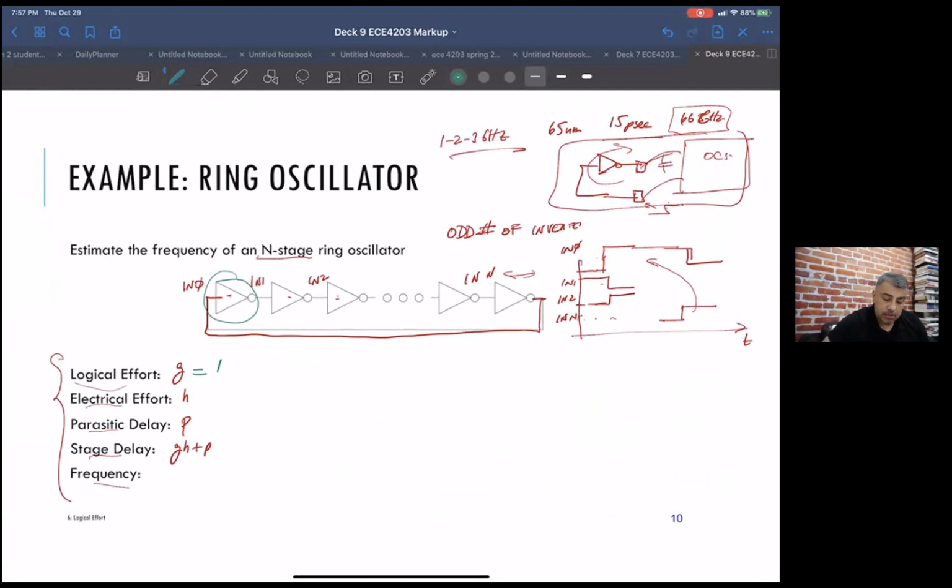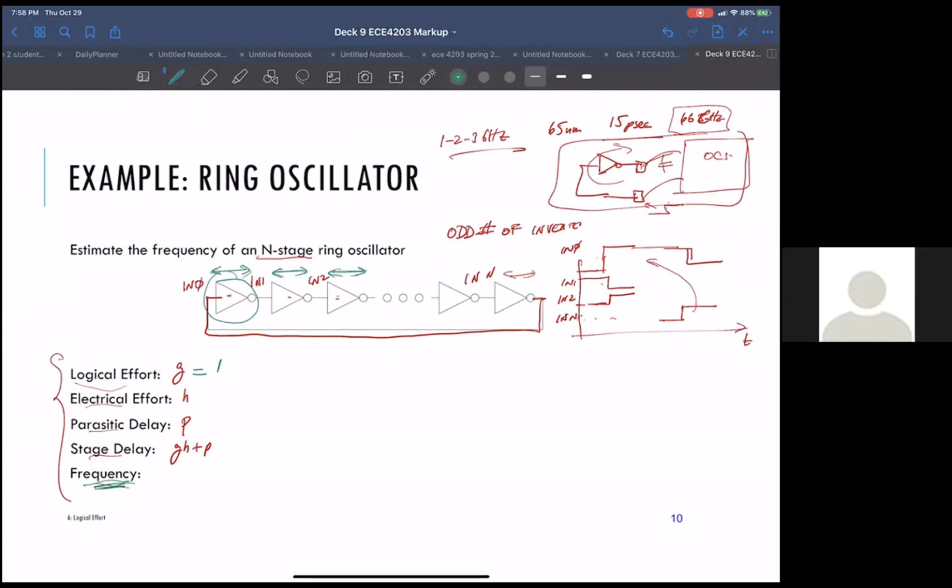We have n stages, but that doesn't matter. For each one, right now we're just trying to find the logical effort of one of these guys. Later we'll add the delays to come up with the n stages. Right now we just need to find the delay through one of these, and then we'll multiply it by n to get the total delay. Does that make sense?